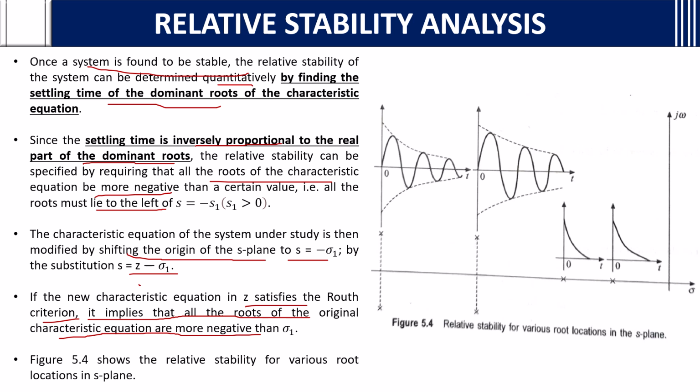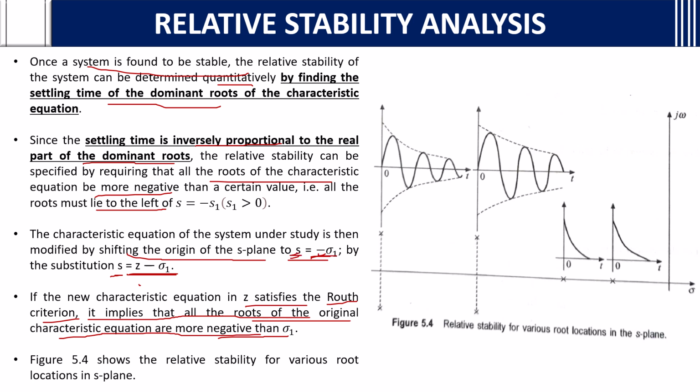What they are telling is, you will get a new characteristic equation by substituting s equals z minus sigma 1. Then if that equation in z satisfies the Routh criterion, it implies that the roots of the original characteristic equation, that is in terms of s, are more negative than minus sigma 1.